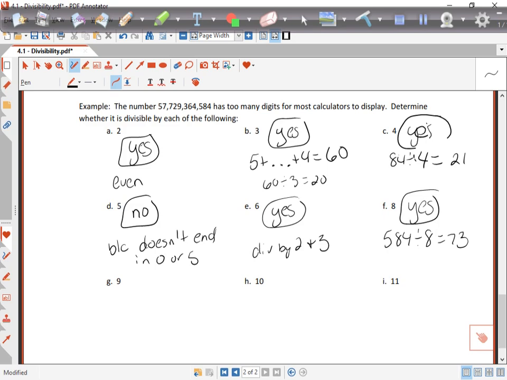Looking for 9, we take the sum we found in number 3 for testing 3, which is 60. Is 60 divisible by 9? It is not, so our answer is no, it's not divisible by 9. It's also not divisible by 10 because it doesn't end in 0.